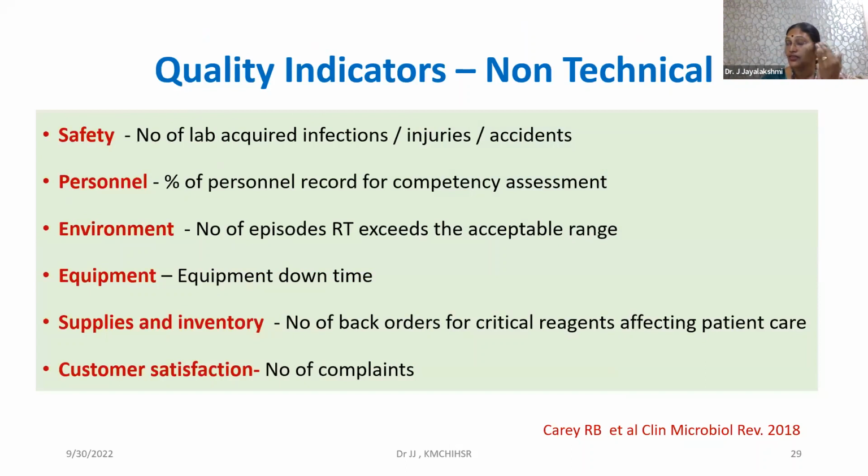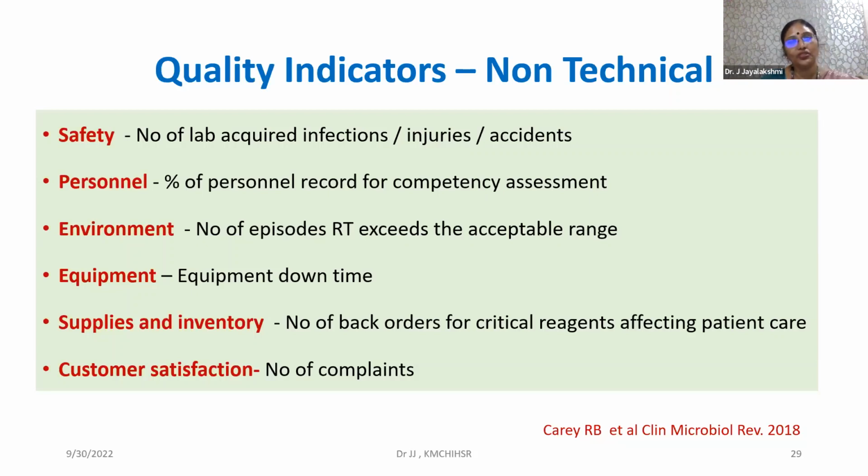Safety: what is the percentage of people adhering to safety requirements, how many have suffered needle stick injury, how many blood and body fluid spillages did you have, how many people acquired infection working in your laboratory. Unless you capture them, you're not going to be able to find them out. Percentage of personnel records of competency assessment is one example. Environment: number of episodes of room temperature exceeding the acceptable range for performance of the test, particularly serological tests. You always look at the room temperature. For molecular tests, you look at the room temperatures.